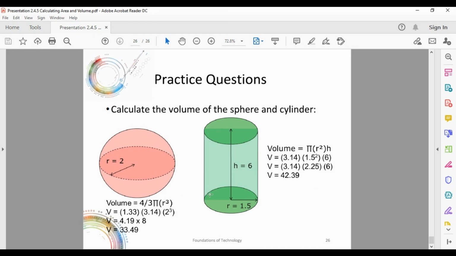You're going to want to be able to do these calculations rather smoothly.